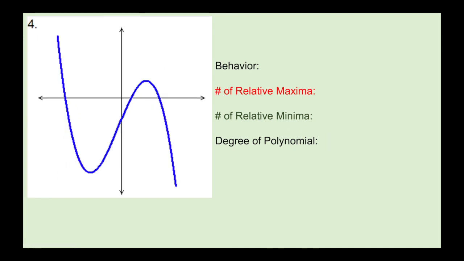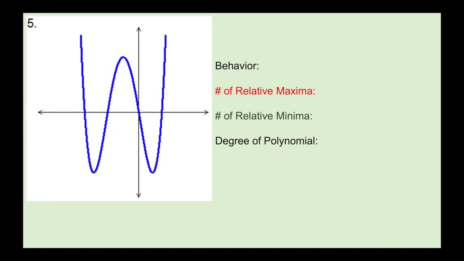For our next one, behavior, it's going to start here. It goes down, then up, then down. So again, I'm getting 3 behaviors there, decreasing, increasing, decreasing. Maximum is going to occur right here, so there is 1 of those. Minimum occurs right here, so there's 1 of those. And then as far as the degree of the polynomial, again, if I look at the x-intercepts there are 3 of them, so my degree is going to be 3.